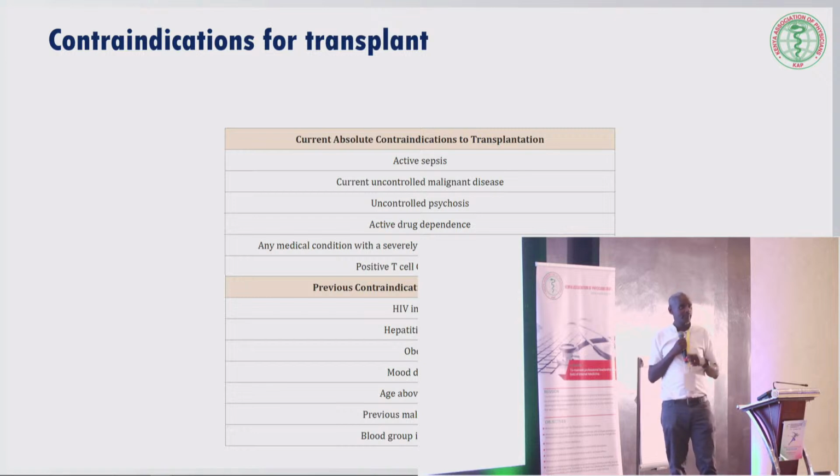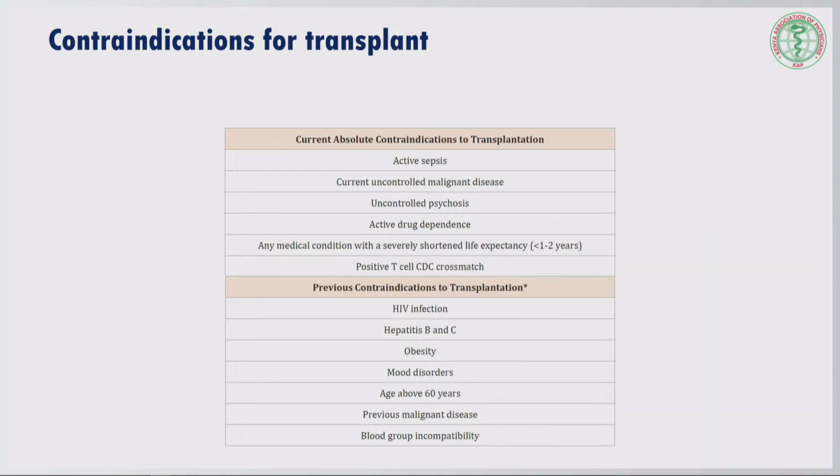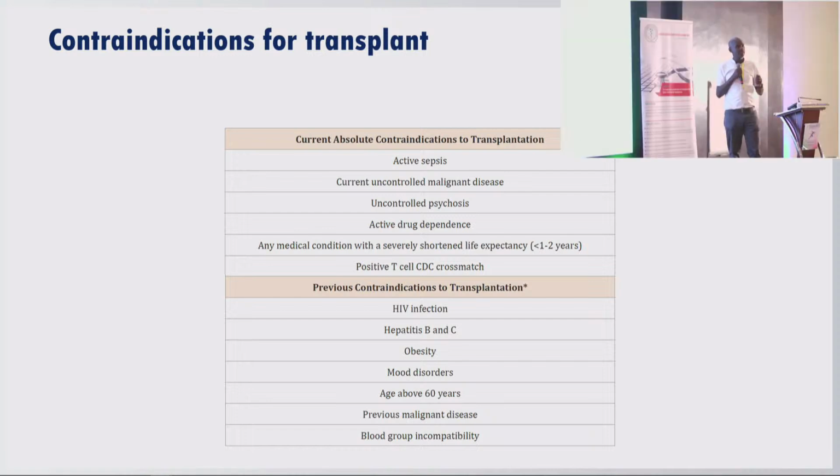There are malignancies where we can actually transplant patients upfront. There are malignancies that warrant that we wait for a 5-year period, and there are malignancies that we can never transplant someone for. And then, of course, uncontrolled psychosis, active drug dependence, and any medical condition that puts them at a severely shortened life expectancy.